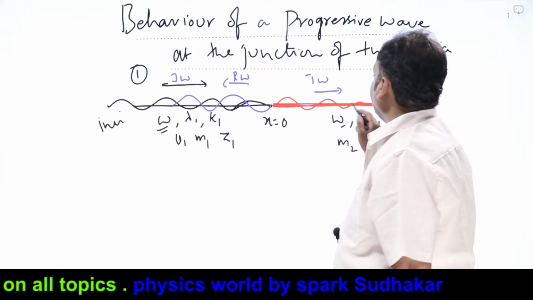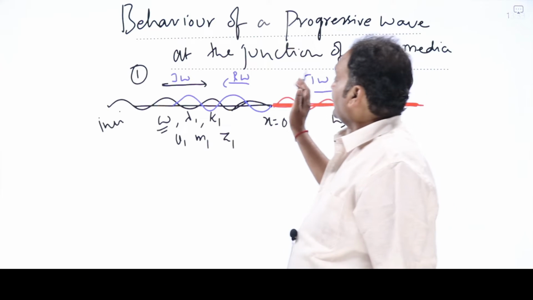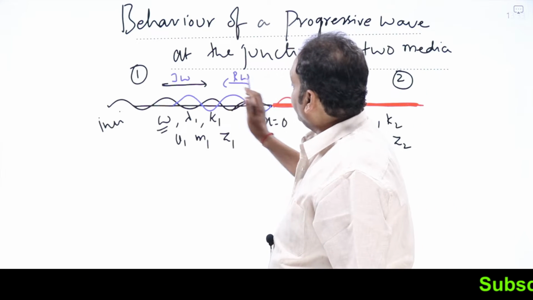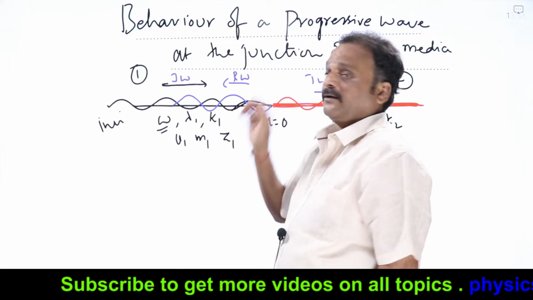The transmitted wave will be propagating in the second medium along the positive x direction only. The reflected wave will be propagating in the first medium along the negative x direction. The incident wave will be propagating in medium 1 along the positive x direction.